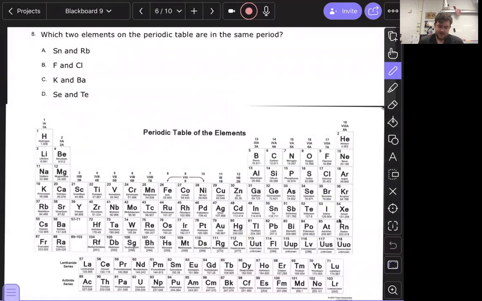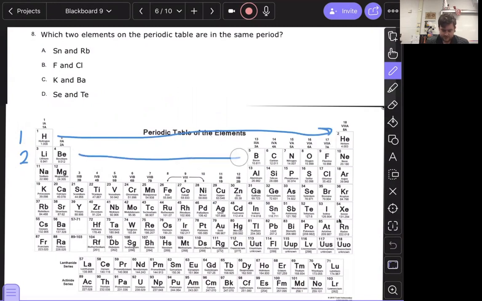Which 2 elements on the periodic table are in the same period? Remember, my periods go across. So period 1, hydrogen, helium. Period 2, right there. Period 3, 4, 5, 6, and 7. So Sn and Rb. So I'm going to do those in red. Sn is right here. It's 10. Rb.